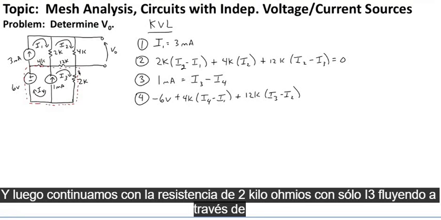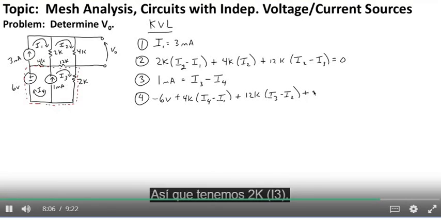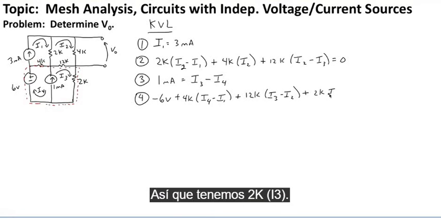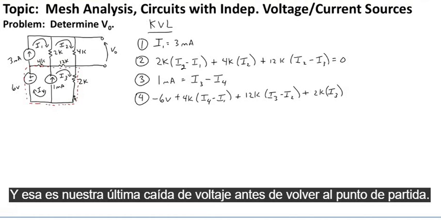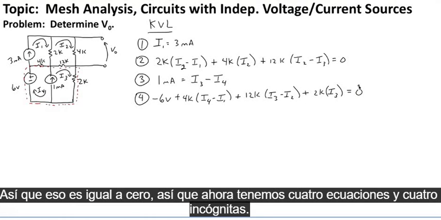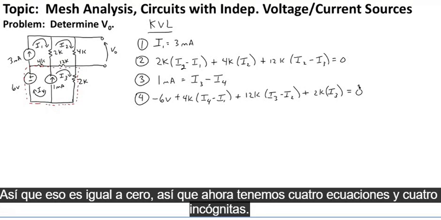And then continuing, we run into the 2 kilo ohm resistor with only I3 flowing through it in the same direction that we're summing the voltages. So we have 2K times I3. And that's our last voltage drop before we get back to the starting point. So that's equal to 0. So now we have 4 equations and 4 unknowns.